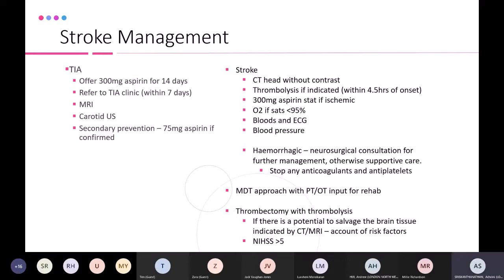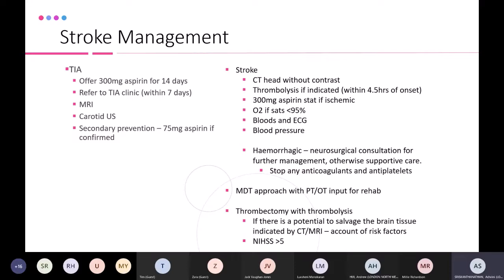And then eventually you'd go on to doing physio and having an OT input as well, and go through rehab to try and get them back to their baseline as much as possible. And most of the time it's an MDT approach with the medical team and the rehab team working together to help these patients get back to their baseline and their normal day-to-day life. And if they can't, then you'd consider adding a package of care or support once they go back home.